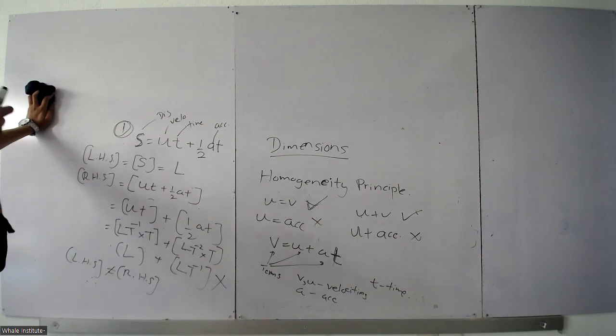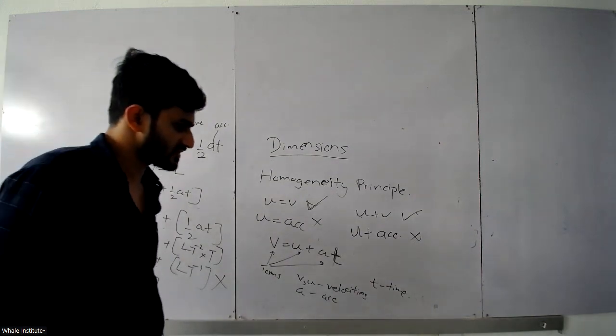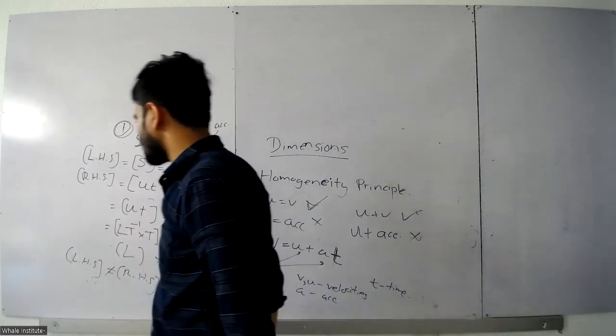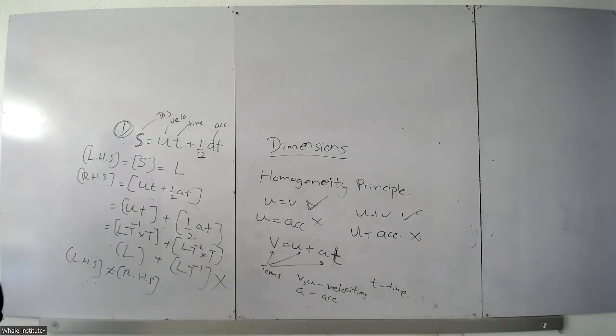Practice the equations of motion: s equals ut plus half at square, v square equals u square plus 2as. Practice these to get familiar with this concept.